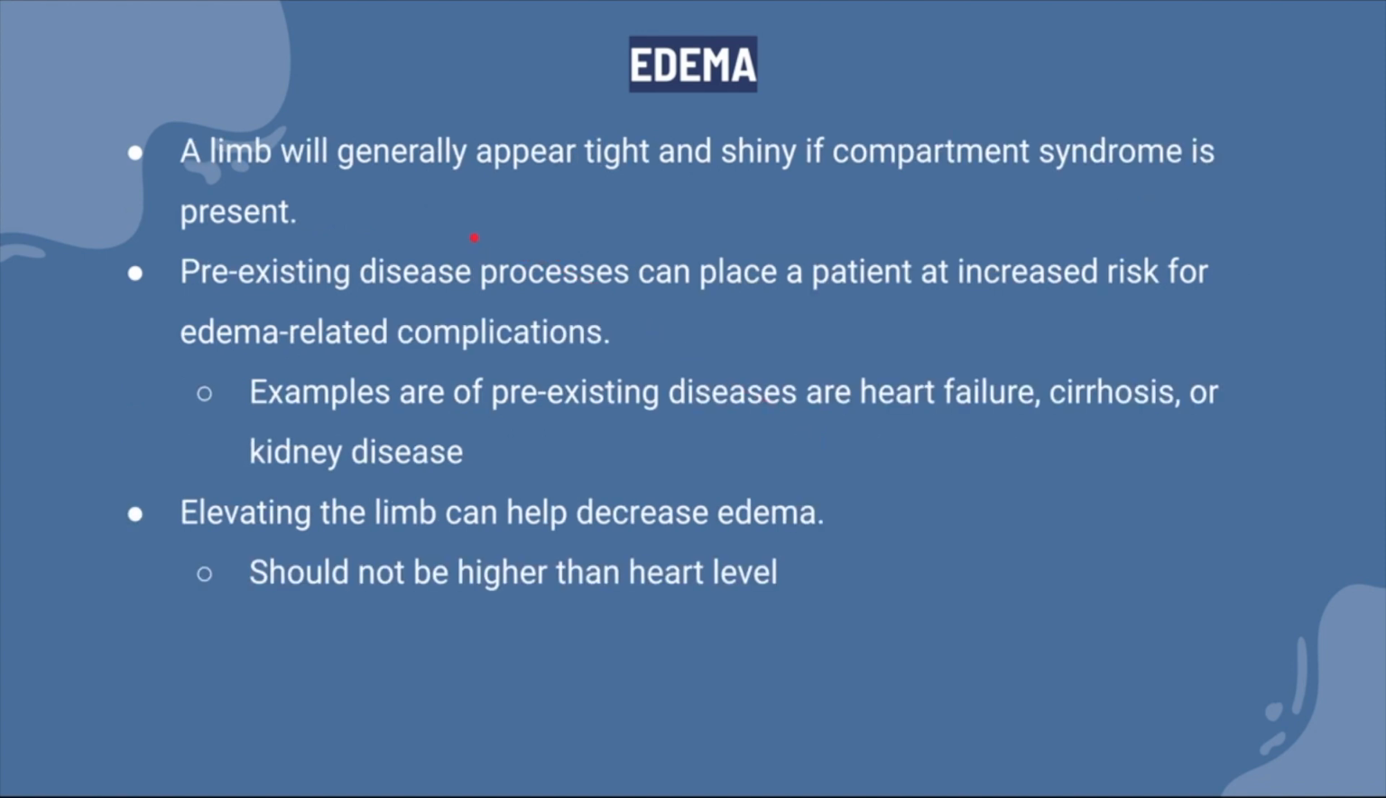A limb will generally appear tight and shiny if compartment syndrome is present. Pre-existing disease processes can place a patient at increased risk for edema-related complications, and examples are heart failure, cirrhosis, or kidney disease. Lastly, elevating the limb can help decrease the edema, but it should not be higher than the heart level.